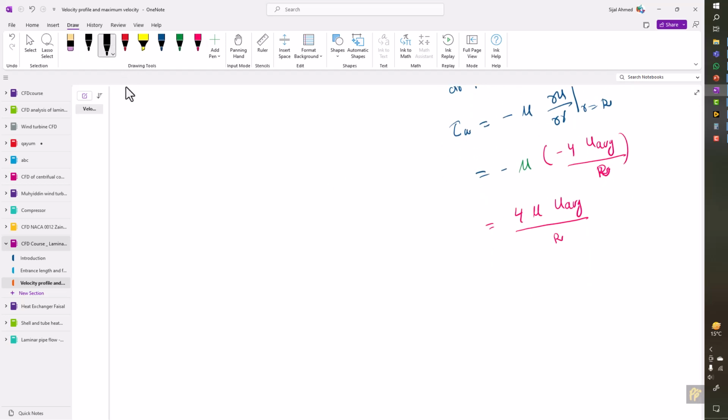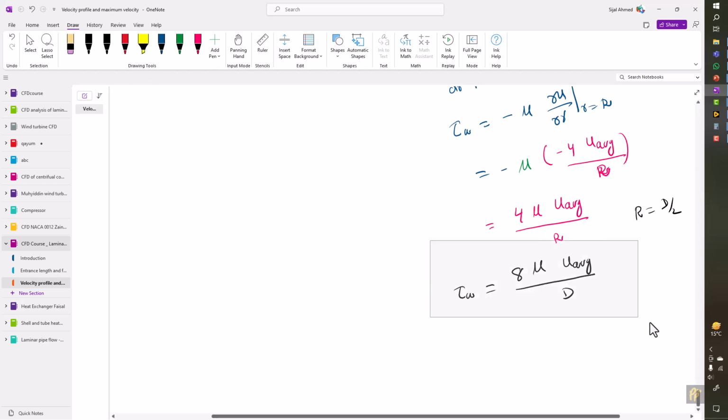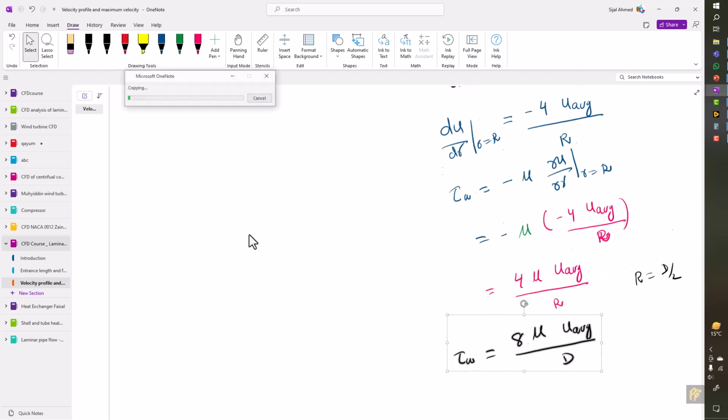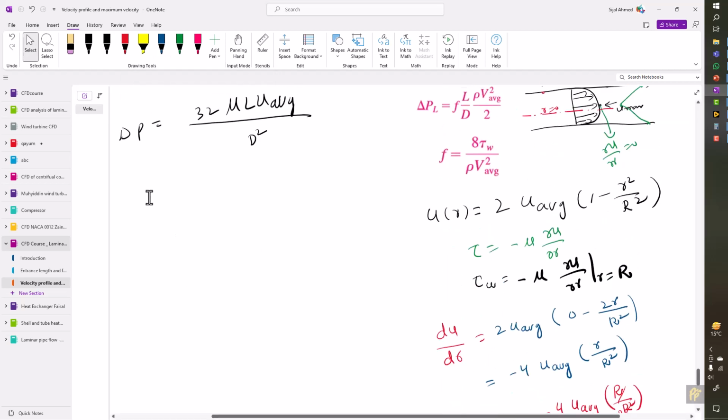So D by 2, this R is D by 2. So 2 will be in the numerator, then this will become 8 mu u average divided by diameter. Okay, so now we found the value for the wall shear stress. So you can copy this and place it over here.